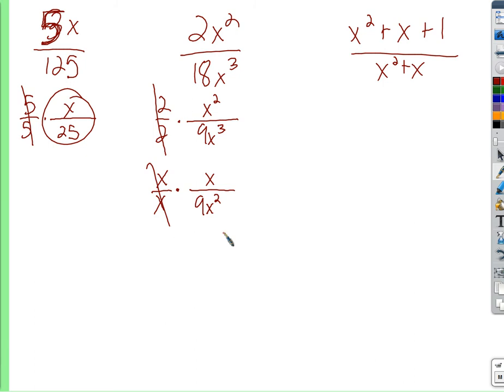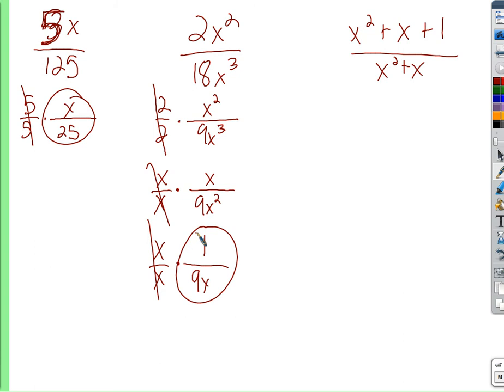Okay. Feel like anything else might cancel here? Another x. If that's possible, then we should be able to write x over x times some other fraction. 1 goes here. X times 1 is x. 9x. 9x times x is 9x squared. We did it again. We canceled out something else. An x divides an x. We're left with 1, and all that remains is 1 over 9x. We have a 1 in the numerator, you know you're done. There's no way that's going to cancel any further than that.